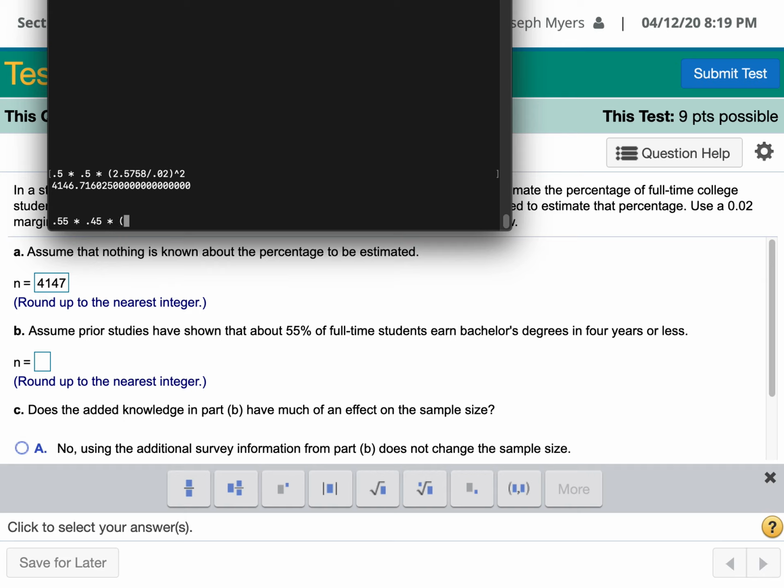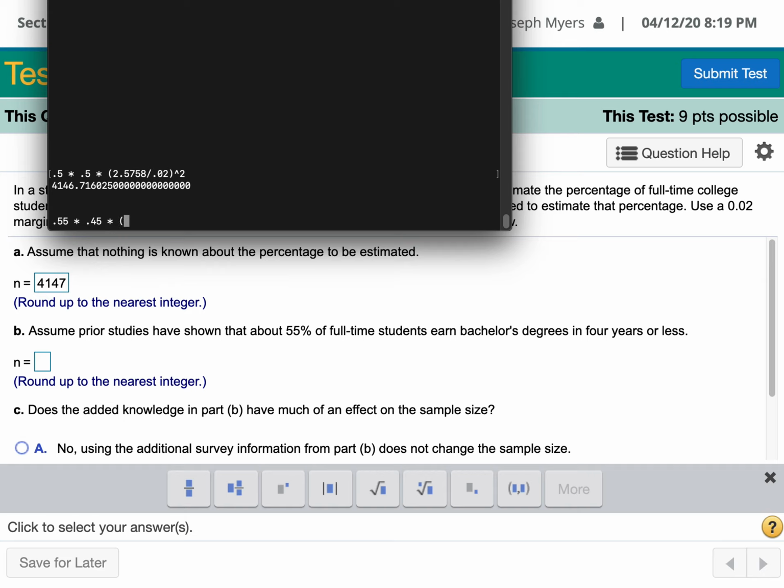But of course, the easier way for you to do it without as many mistakes is just change your target proportion right here to be 0.55. Then click compute, and you still get 4106, the exact same number.